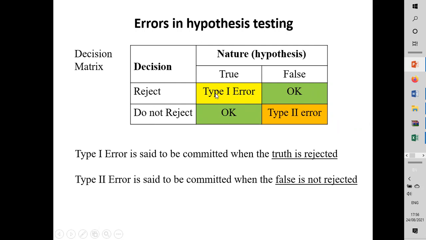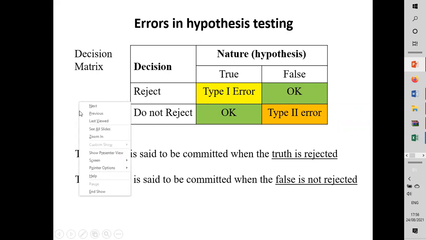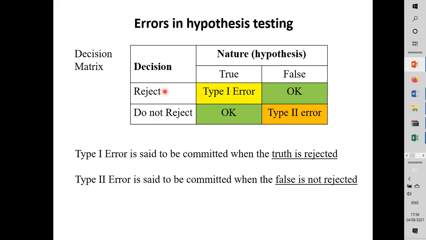Reject the truth or fail to reject the false. The green boxes, this box here, reject the false. That's the correct thing to do. Do not reject the truth. That's the correct thing to do.